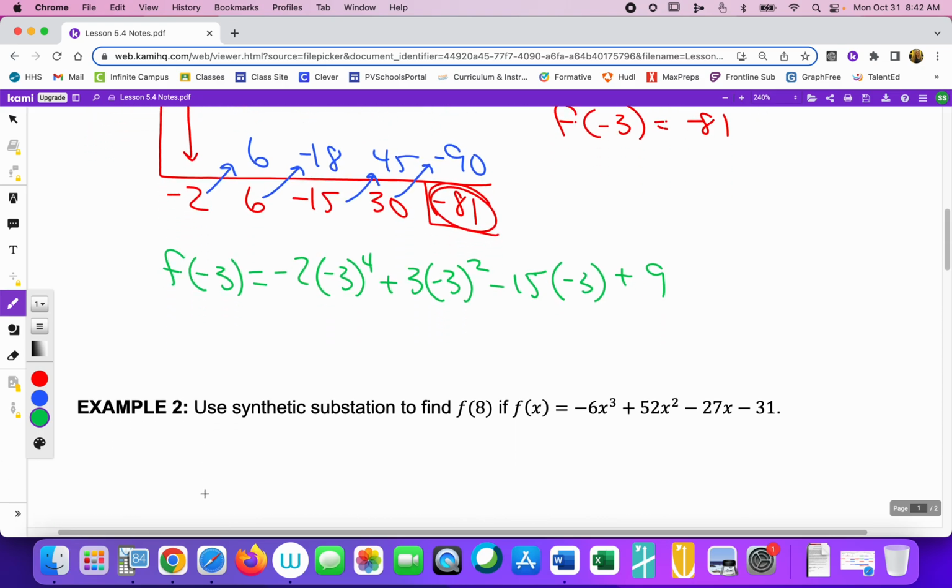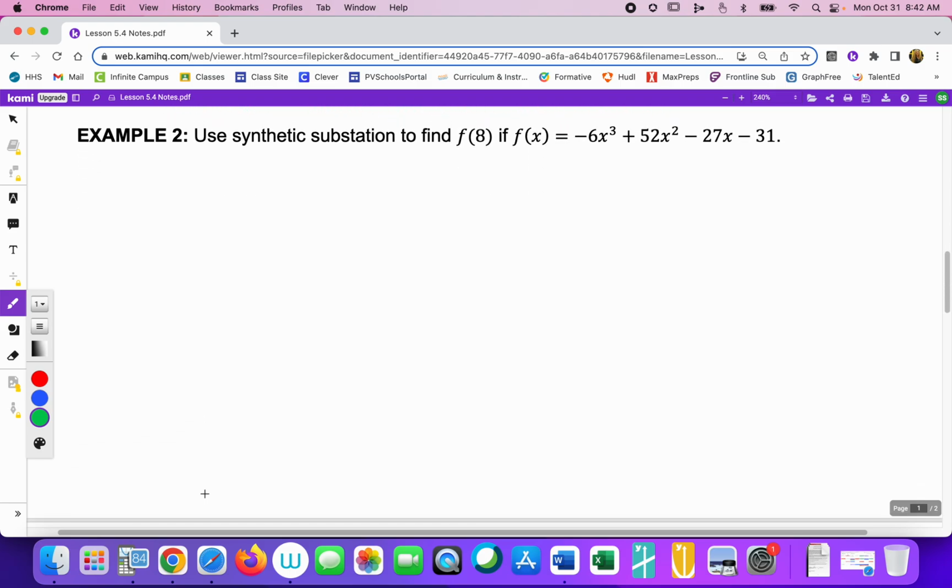Same deal. Now it's a new equation with 8. I want to see how you guys do on it. Let's see if we can all get the same number. So we have 8 on the outside. Nothing's missing. So we're negative 6, positive 52, negative 27, and negative 31. You are solving for what the remainder is.